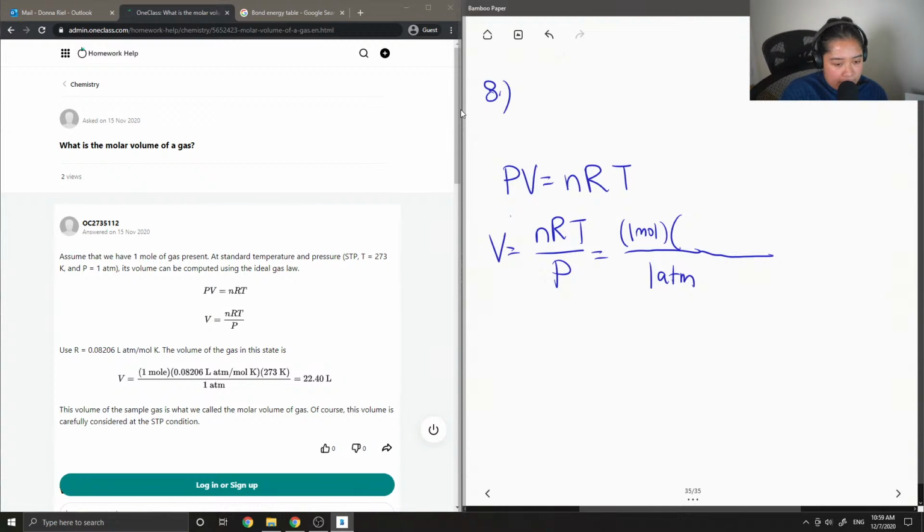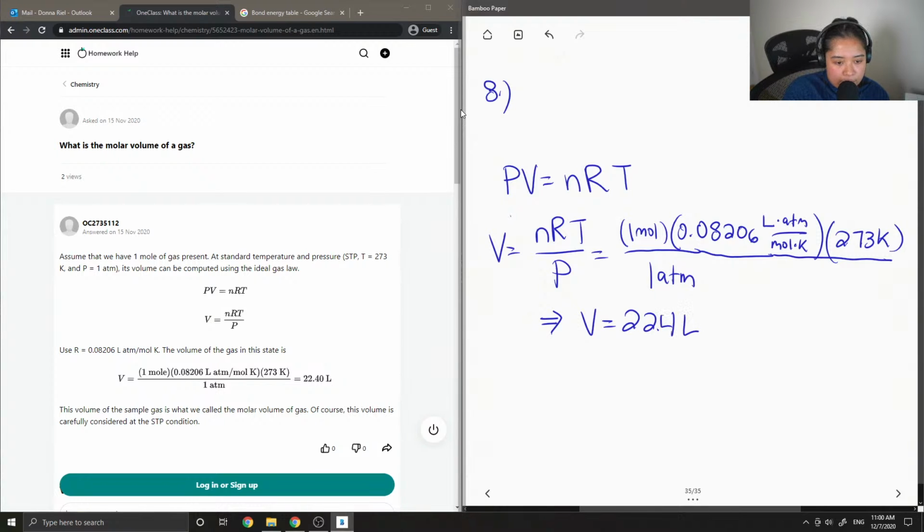R is just the ideal gas constant, and it's equal to 0.08206, and its units are in liters times atm divided by mole times K, and temperature is 273 Kelvin because this is the 0 on Kelvin scale. So if we solve for this, we can get the molar volume, which is 22.4 liters.